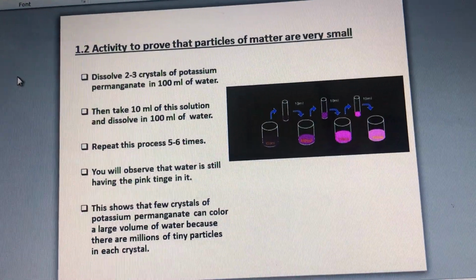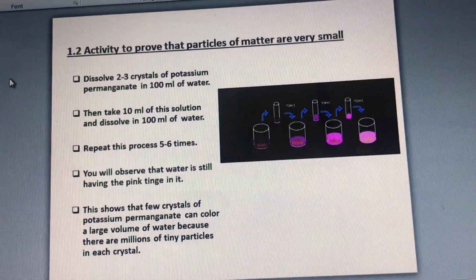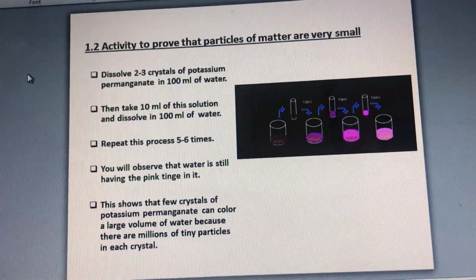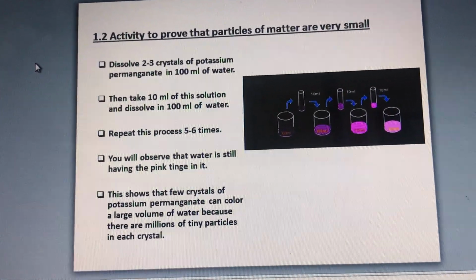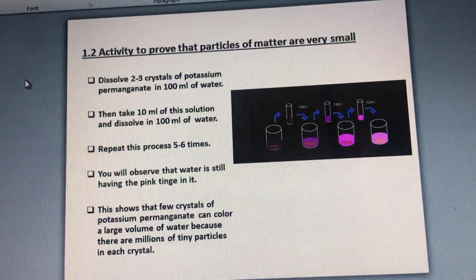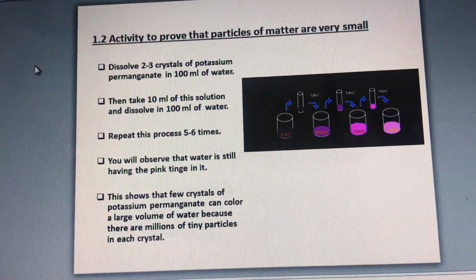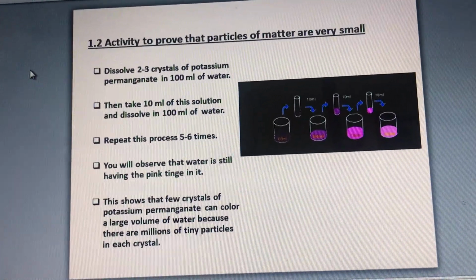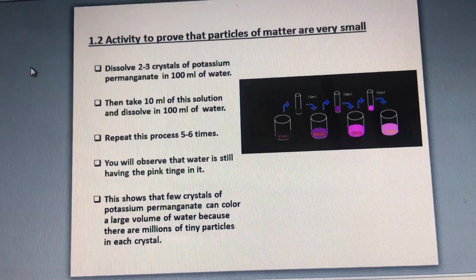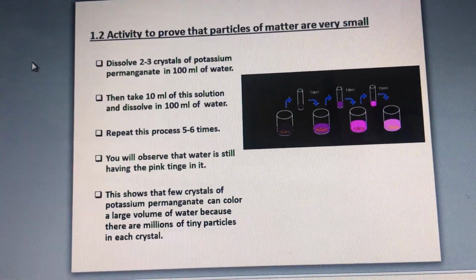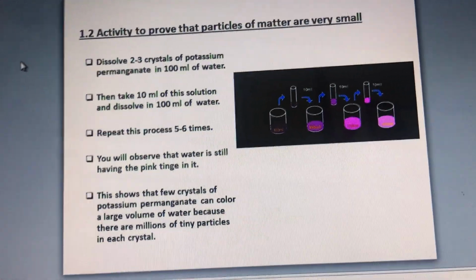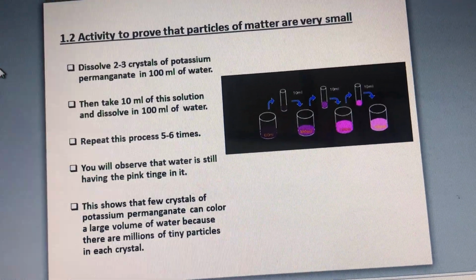At last, what you are going to observe is that the water in the last beaker is slightly pink in color. Very light, but still the pink color is there. Why is the pink color there? Because you are continuously diluting the solution, but still the pink color is there because the small crystals contain millions of tiny particles of potassium permanganate, and these particles are imparting color to the water.